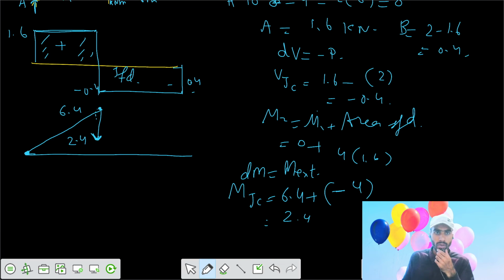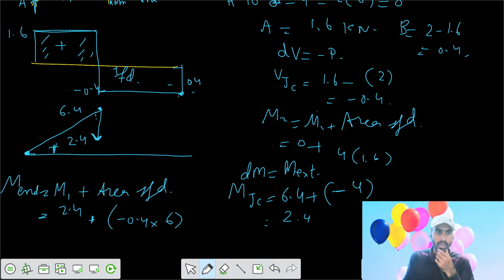Then after that we need to get the value of moment at the end. Moment at the end equals moment 1 plus area of the SFD. We can write moment 1 is 2.4 positive, plus area of the SFD, which is negative 0.4 into length 6, that means 0. So your moment is 0 because support is there, a simple support. So you connect the 2 points by a straight line. This is 1 degree, this is also 1 degree, and this is 0 degree.